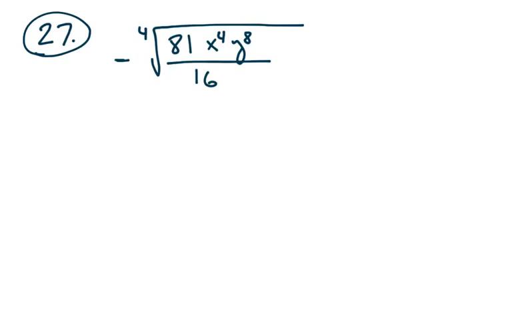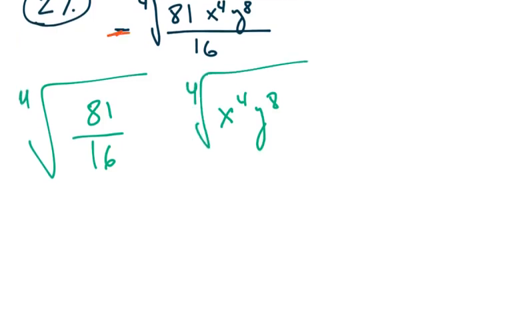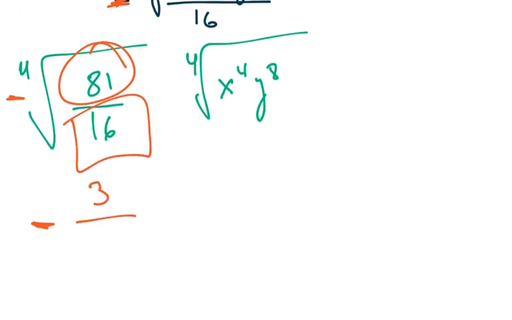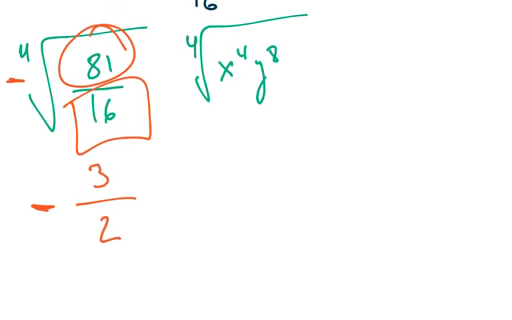27, again, I'm going to put the numbers on one side, so I'm going to say 81 and 16, and then I'm going to deal with x to the 4th and y to the 8th on the other. So we're going to take the 4th root of this and the 4th root of this, and whatever I do, because it's the negation, I have a negative sign on the outside. So we know the 4th root of 81 is 3, the 4th root of 16 is 2, and if you don't see that as the case, multiply 2 by itself 4 times and you will get 16.